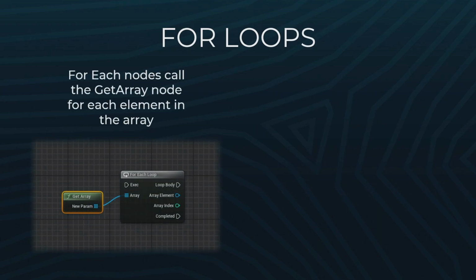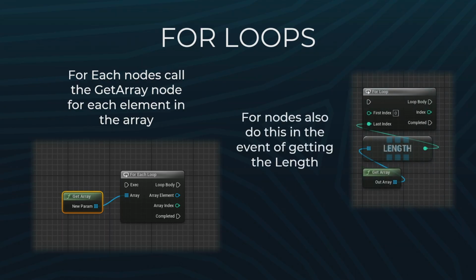For loops work the same with pure nodes. So if you've got a for each loop like this, you drag in our get array. That array we know has 100 elements in there. Well, we're going to call that get array 100 times. This is the same for regular for loops. If you're using the length and getting the last index, again, you're going to call that 100 times.